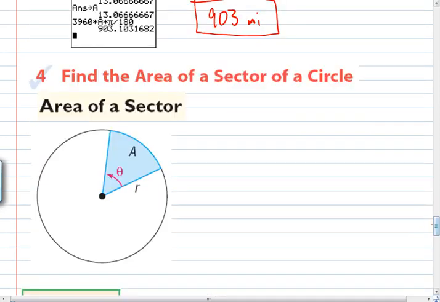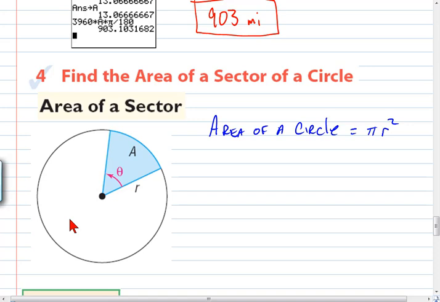All right, finding the area of a sector of a circle. We want to find the area of a sector of a circle as a function of theta. If we were looking at the entire circle, what is the formula for the area of a circle?